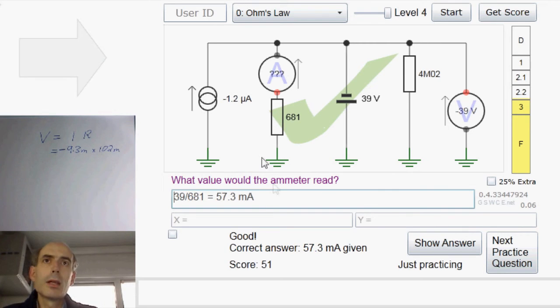Great. That current source is a red herring. It makes no difference. That resistor is a red herring. It makes no difference. This, you don't really need to know that. It's just confirming that this point here is at minus 39 volts, but you could work that out anyway from looking at this voltage source. So you have to know, for doing these level 4 problems, which components you can ignore.